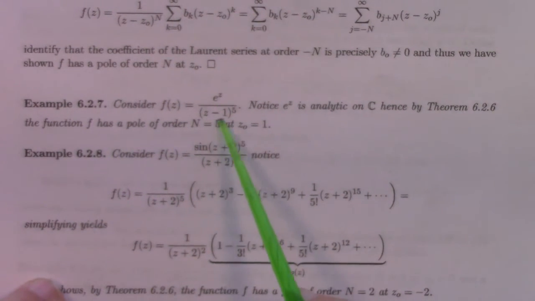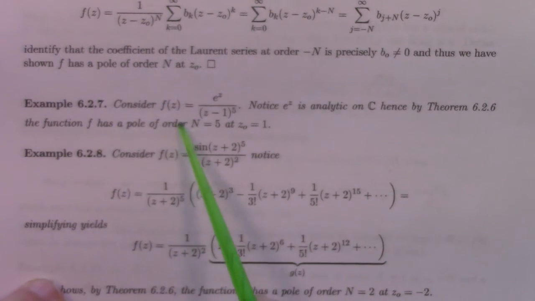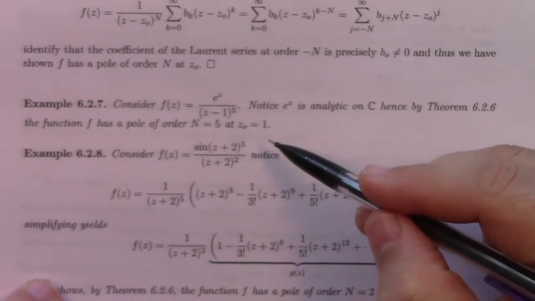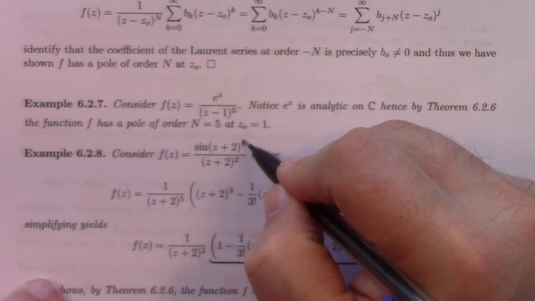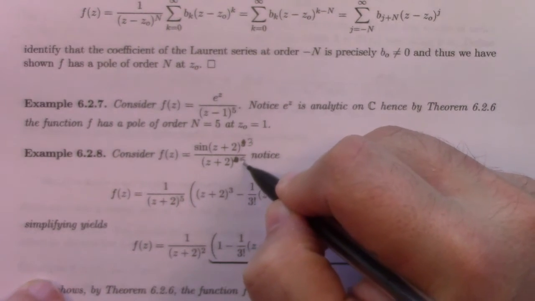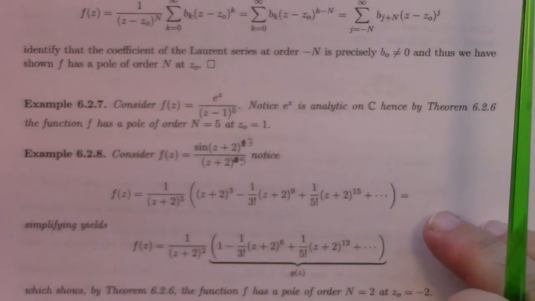For example, e to the z over (z minus 1) to the fifth, e to the z analytic at c, hence by theorem, f has a pole of order n equals 5 at z equals 1. Done. This one, there's a typo in my current notes. This was supposed to be the third power, and this was supposed to be the fifth power. If you look at that, I made that adjustment in everything that follows.